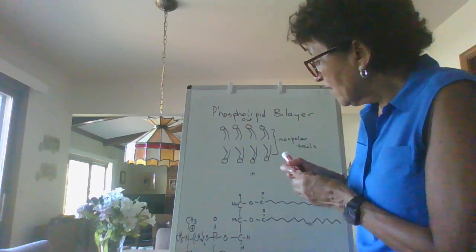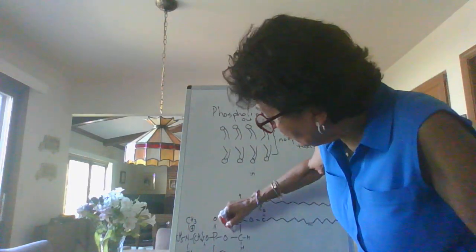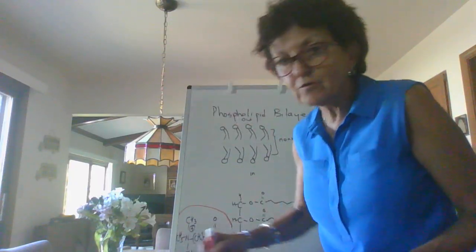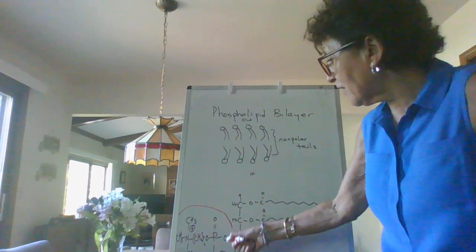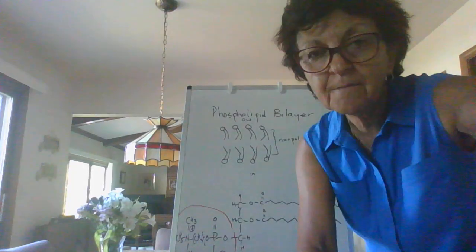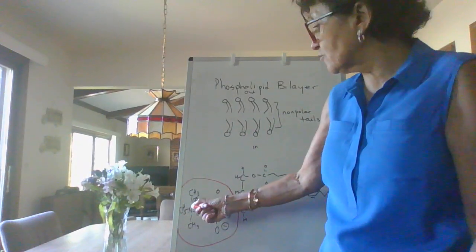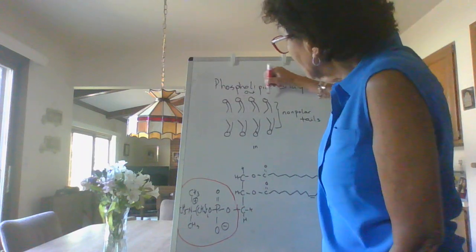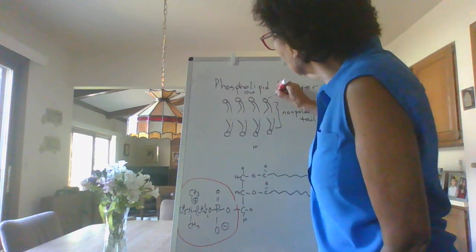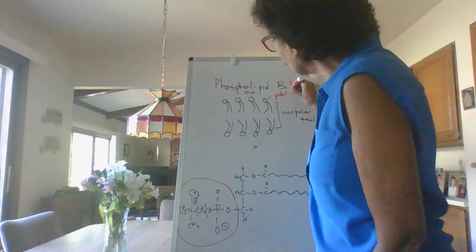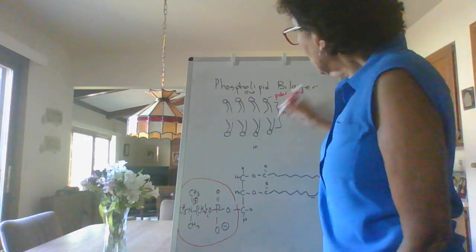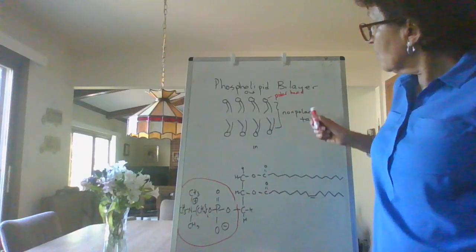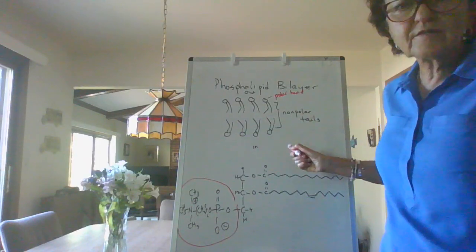These circles, they represent this portion of the phospholipid, the charged portion, the portion that's got the phosphate group with the negative charge and this nitrogen, this ammonium ion with the positive charge. So these heads are called the polar heads. And then these 2 long things, these are the 2 fatty acids. They are called the non-polar tails.